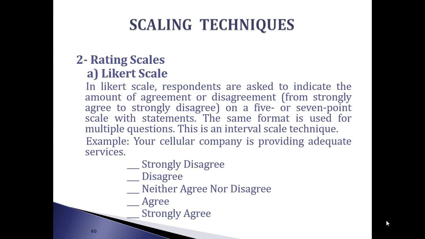Rating scales. Rating scale includes Likert scale. In Likert scale, respondents are asked to indicate the amount of agreement or disagreement, from strongly agree to strongly disagree, on a 5 or 7 point scale with statements. The same format is used for multiple questions. This is an interval scale technique. For example, your cellular company is providing adequate services. Respondents have to choose from strongly disagree to strongly agree.